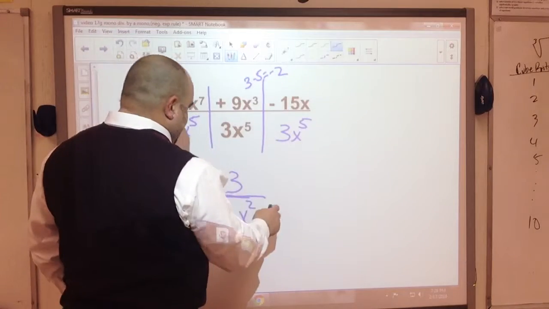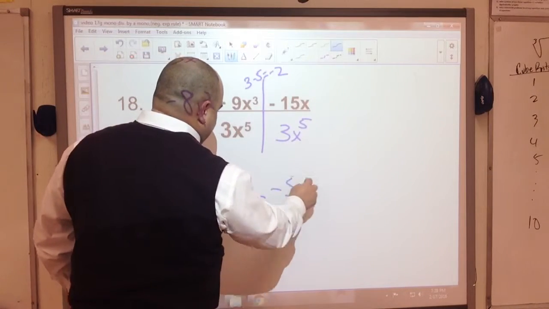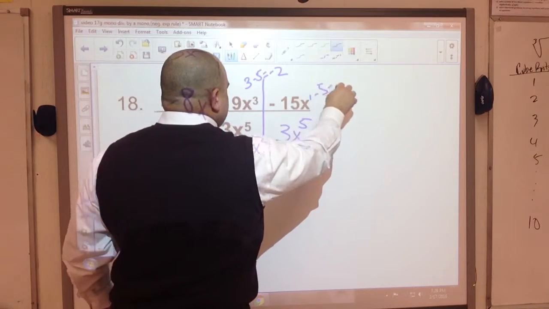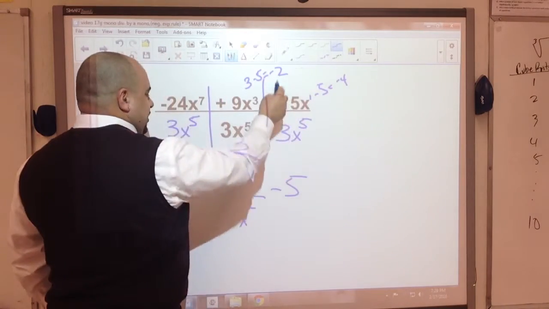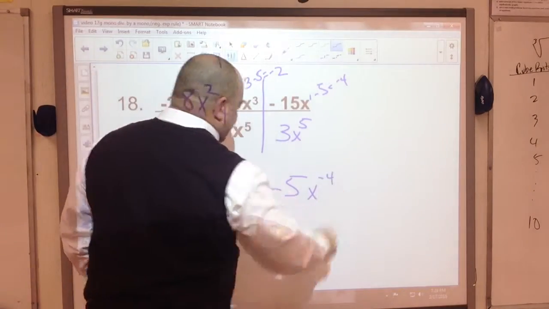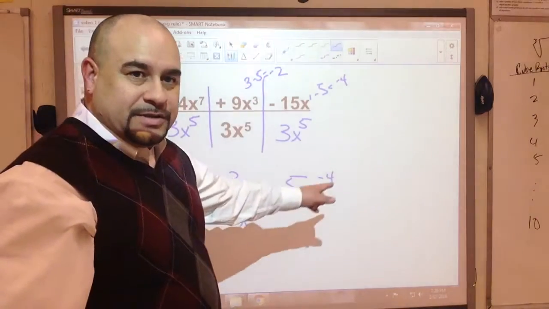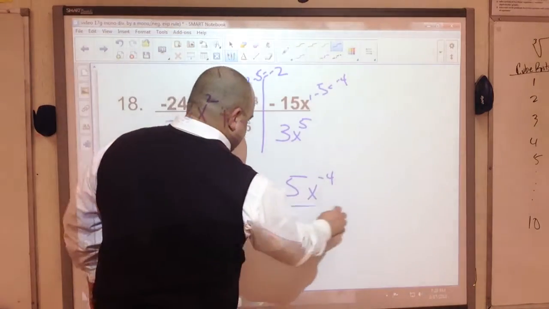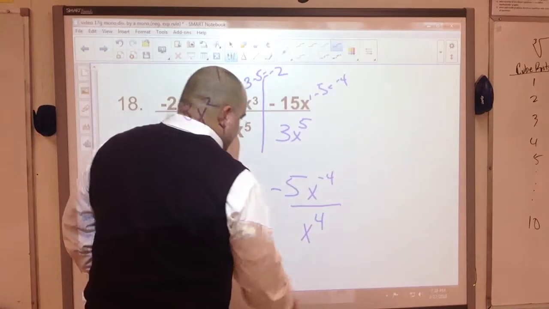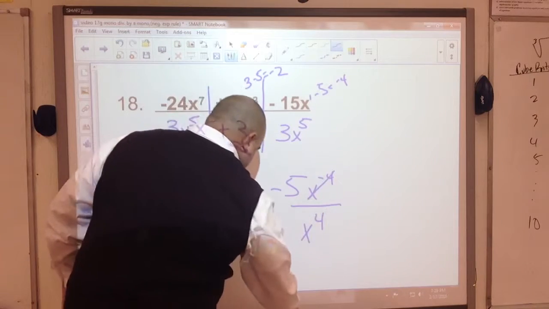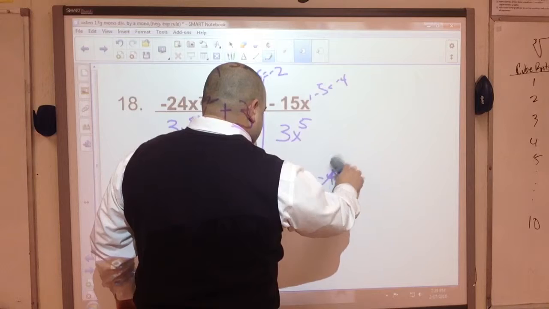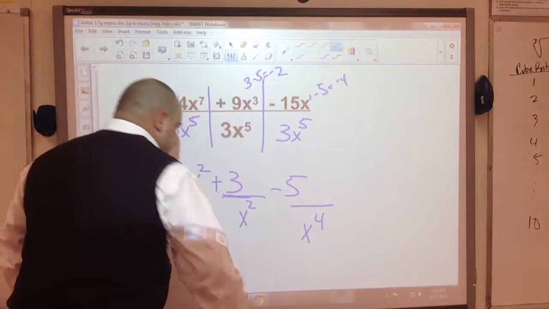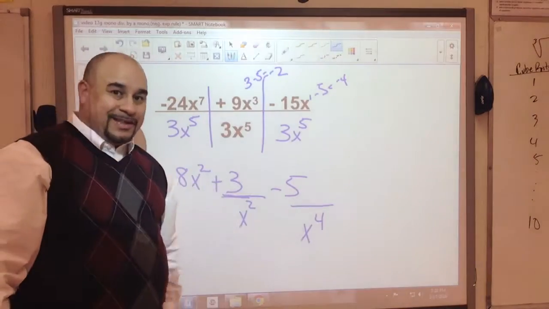Now I have negative 15 divided by 3, which is negative 5. And 1 minus 5 is negative 4. Same as here, I can't have a negative exponent in my answer. So I'm going to take this negative 4 and move it to the bottom and make it positive. And what does that mean? That I can take that out of there. Notice there are fractions here, and that's okay.